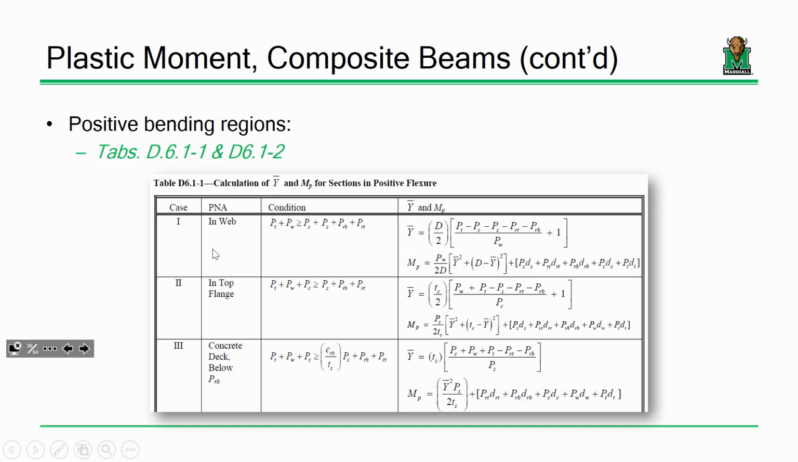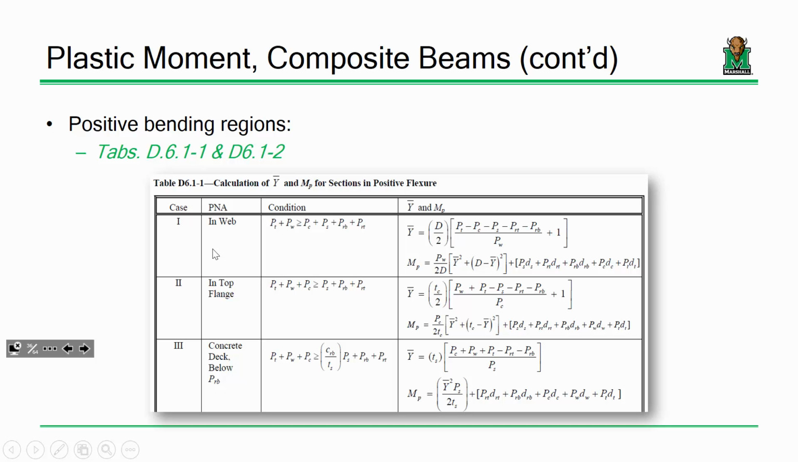Okay? So this is the first table for positive bending, and if you notice, it's a function of 6 terms. The plastic forces in each of the flanges, the plastic force in the slab, and then the plastic forces in the reinforcement. I propose to you that in positive bending, the reinforcement doesn't really do a whole lot for you. So much so that any of these terms with an RB and an RT, set them equal to 0. You do that, you will take those 7 cases and turn them into 3. Either in the web, in the top flange, or in the slab, in the deck.